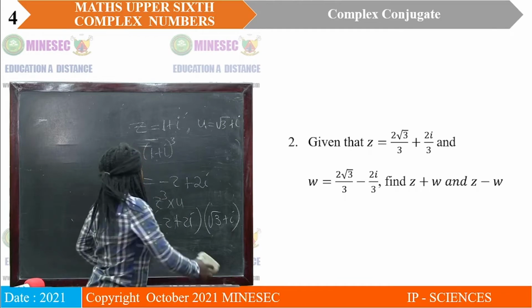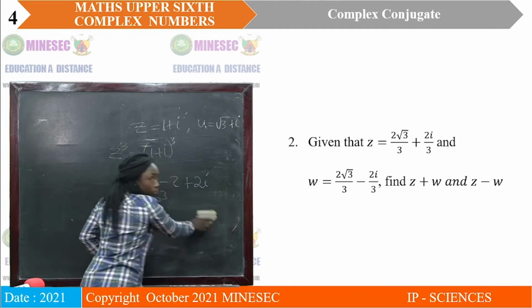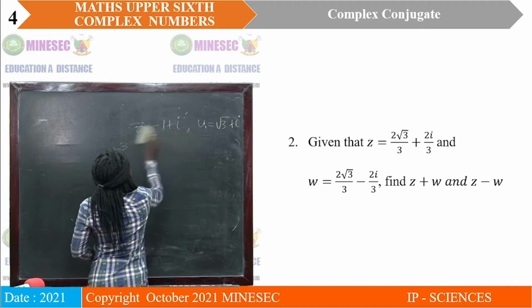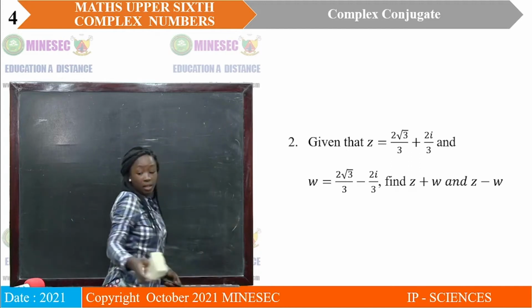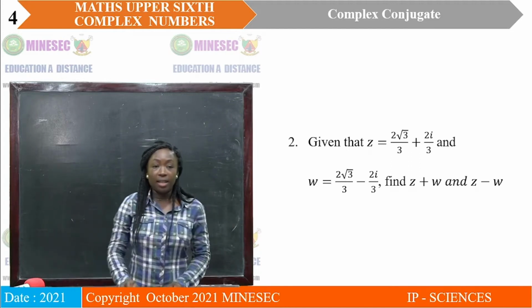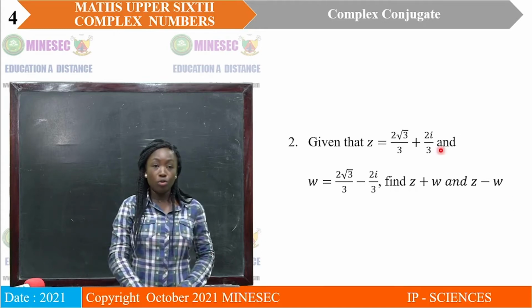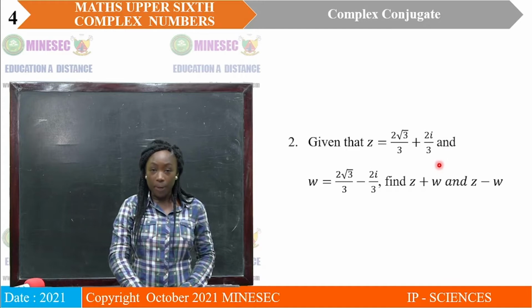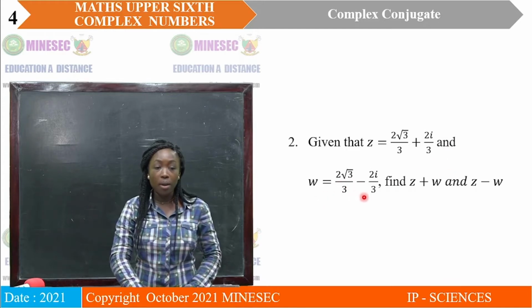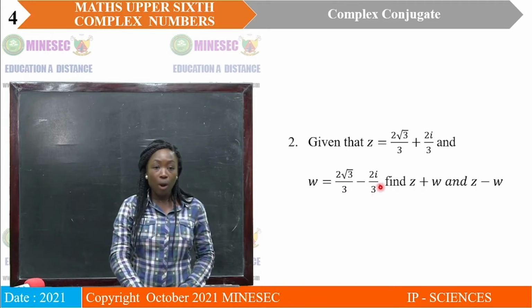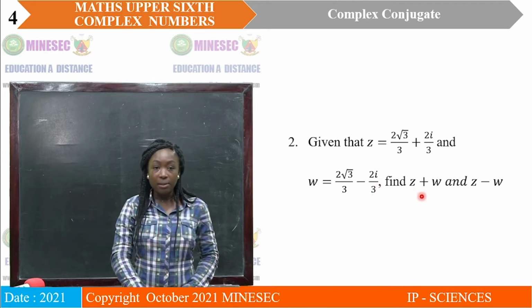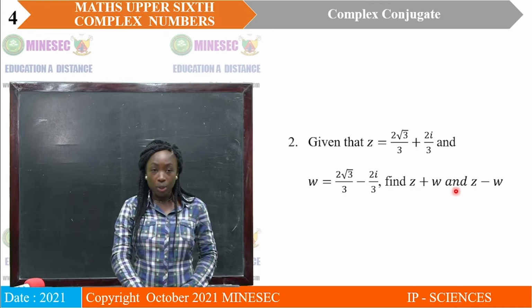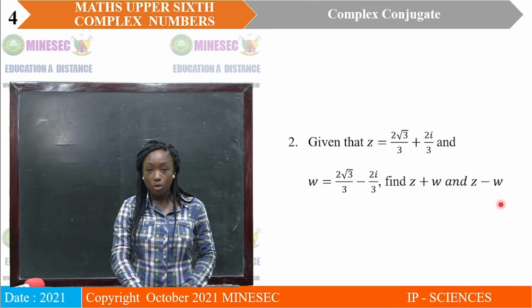So we have the second question. Given that Z is 2 root 3 on 3 plus 2i on 3 and W equals 2 root 3 on 3 minus 2i on 3, find Z plus W and Z minus W.